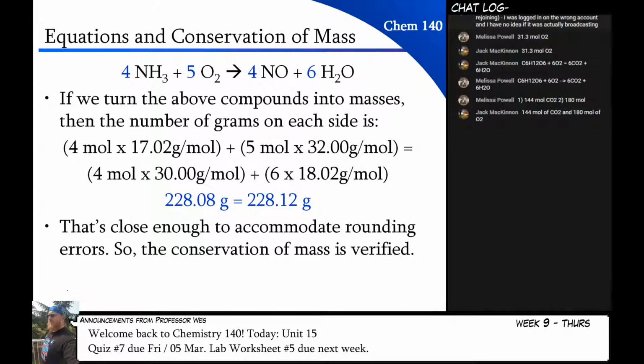But we can verify the conservation of mass very easily by looking at any balanced equation. And that also highlights the need for your equation to be balanced, because if any of those numbers was different, we wouldn't have the correct numbers on both sides. We would have something that was very different.